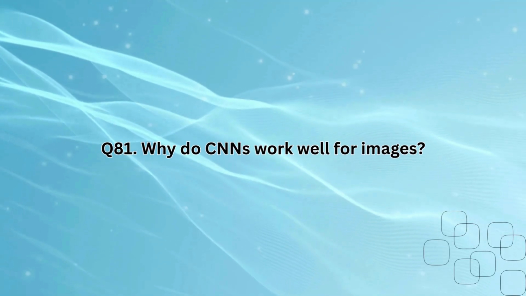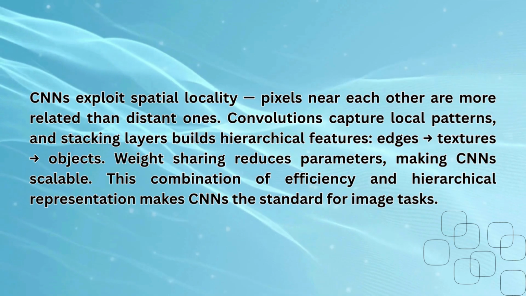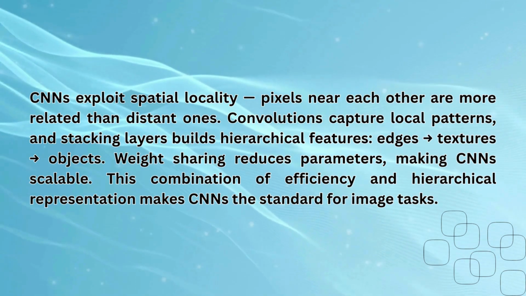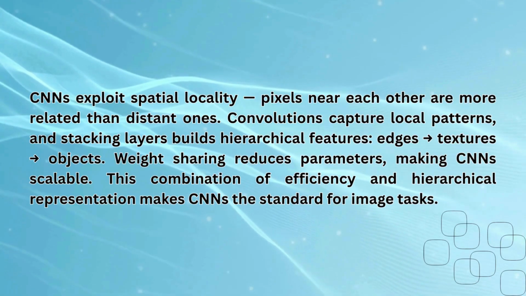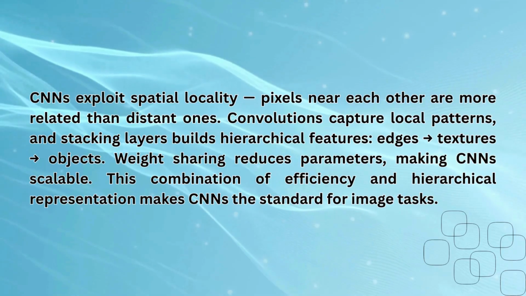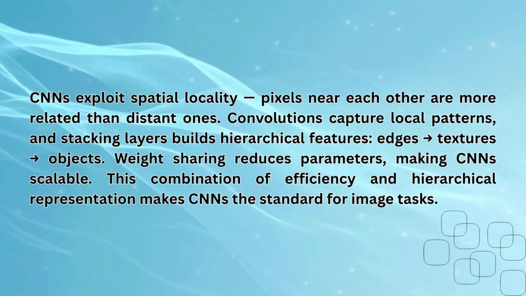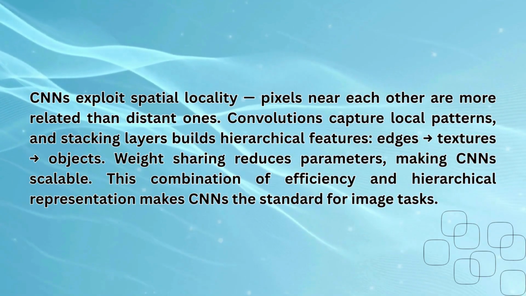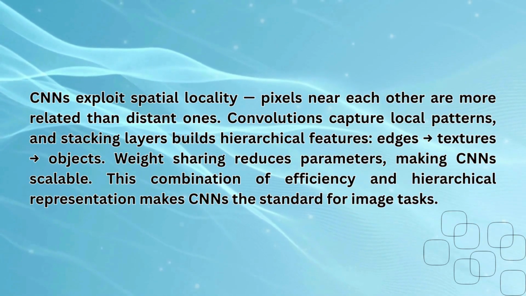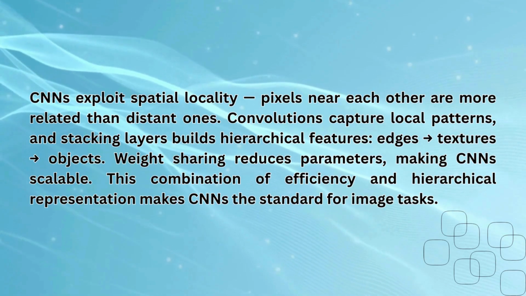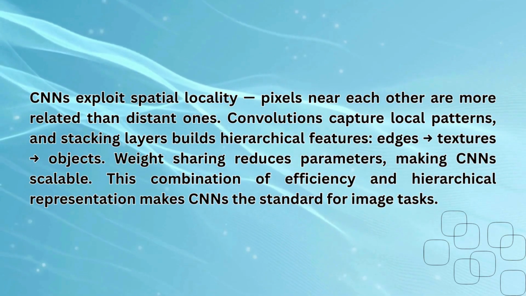Why do CNNs work well for images? CNNs exploit spatial locality. Pixels near each other are more related than distant ones. Convolutions capture local patterns, and stacking layers builds hierarchical features: edges, textures, objects. Weight sharing reduces parameters, making CNNs scalable. This combination of efficiency and hierarchical representation makes CNNs the standard for image tasks.